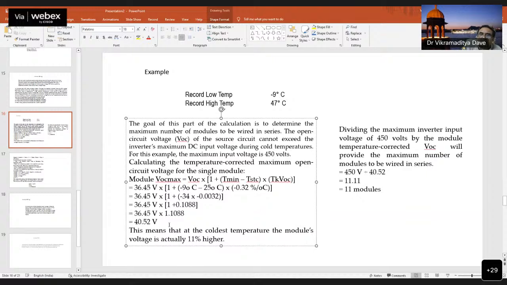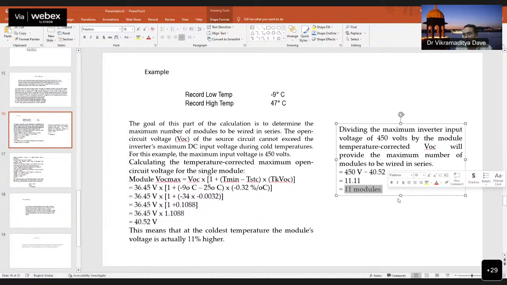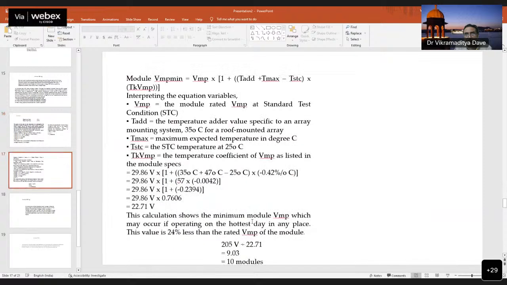when temperature is very high, the power will go high. But this is not the case. The power will reduce. While in the cold season, if you are getting good solar insolation, then the voltage may increase and therefore power may increase, sir. So here you are getting a voltage higher than this. So if I divide the inverter input voltage by this 40.5, then maximum I can choose 11 modules. Similarly, another calculation will be for the so-called maximum temperature.